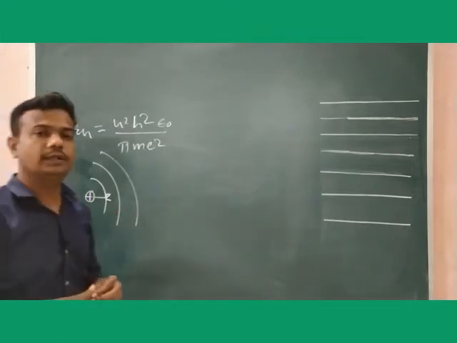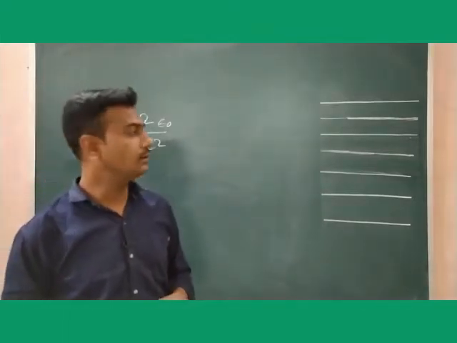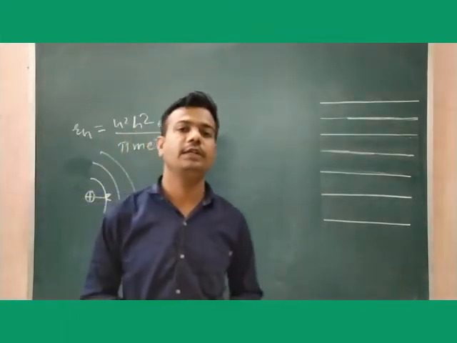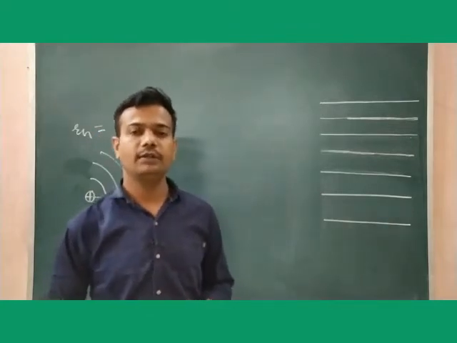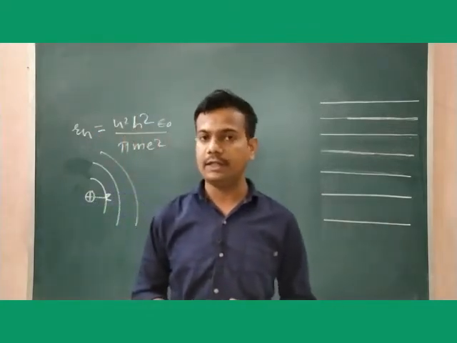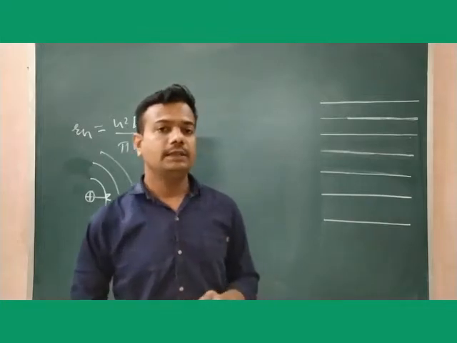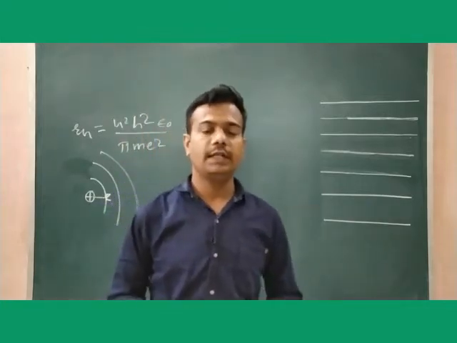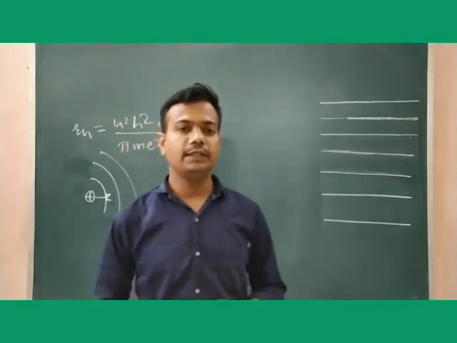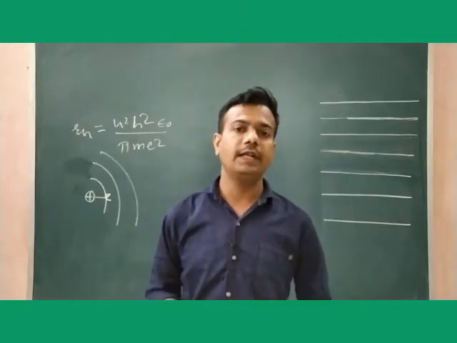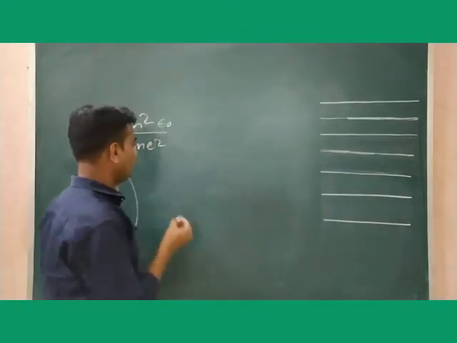Also, this electron has mass. What is the mass of the electron? It is 9.1 into 10 to the power minus 31 kilogram. Since it has mass and moves with a certain velocity, it has kinetic energy also. So what is the total energy of the electron?